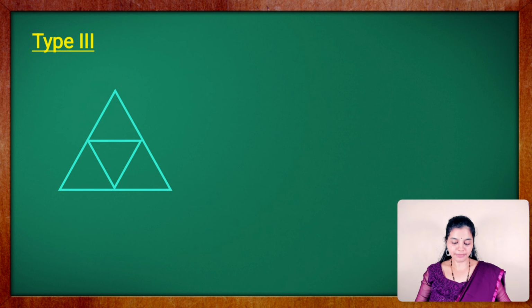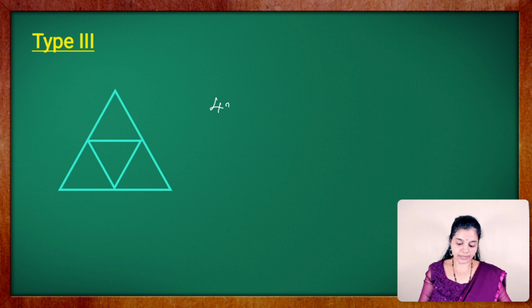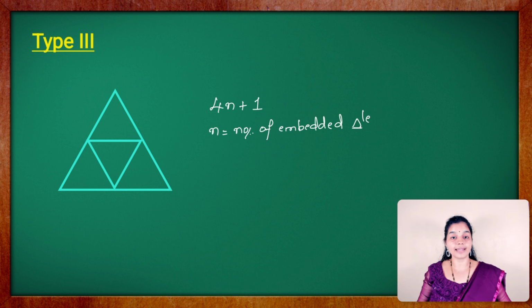Now considering the next type 3 problems. So what we have here is, we have triangles embedded inside another triangles, means one triangle is present inside another triangle. In this case, we are making use of the formula 4n plus 1. 4n plus 1 is the formula that we are making use of, where n here is the number of embedded triangles. Number of embedded triangles means how many triangles are present inside the given triangle.